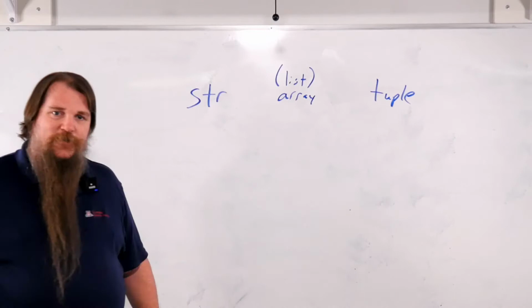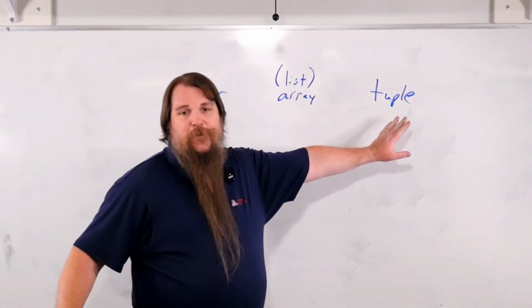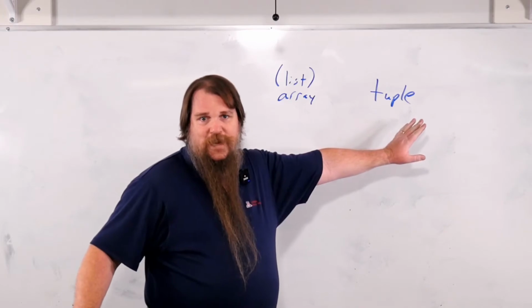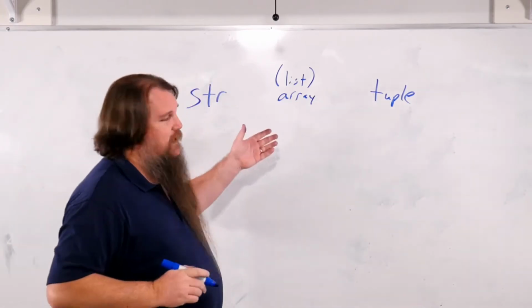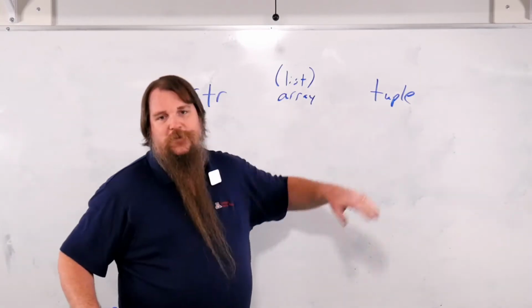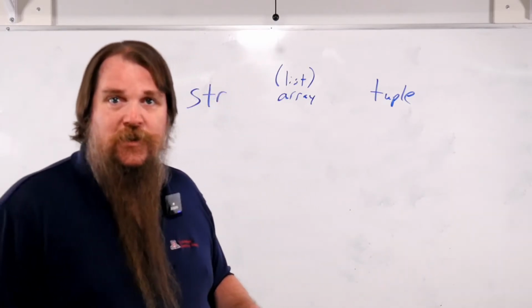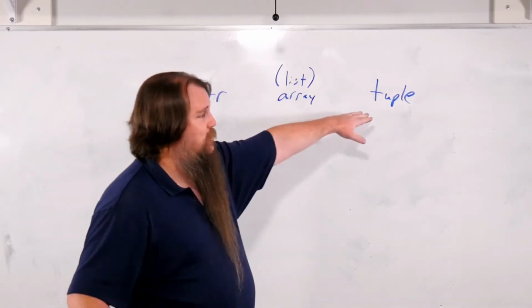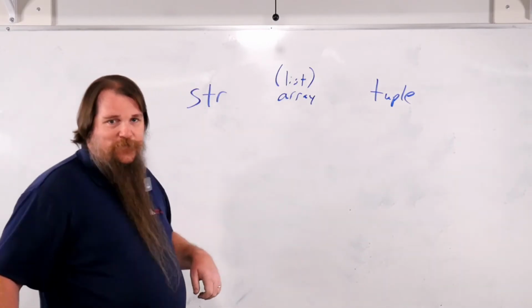Now everything that I'm going to show you in this video works for all three of these types, except when you're trying to modify the contents. Strings and tuples are both what's called immutable types. It means they can't be changed once they've been defined. So you can only read values out, but in arrays you can actually modify them as well.